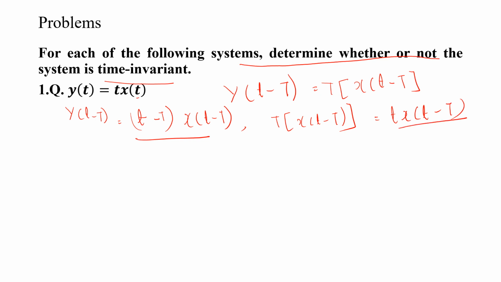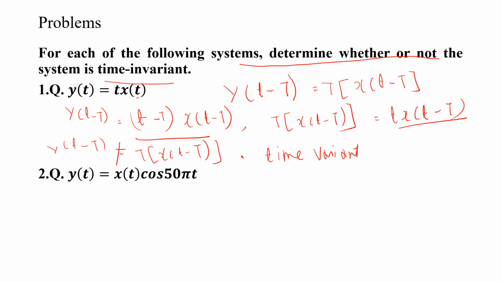So y of t minus T is not equal to T of x of t minus T. So this is called a time variant system. If it is equal, then it is called a time invariant system. I think the concept is clear. First problem. Next we will go for the second problem.